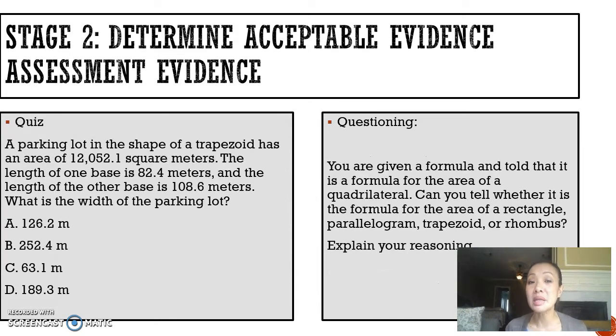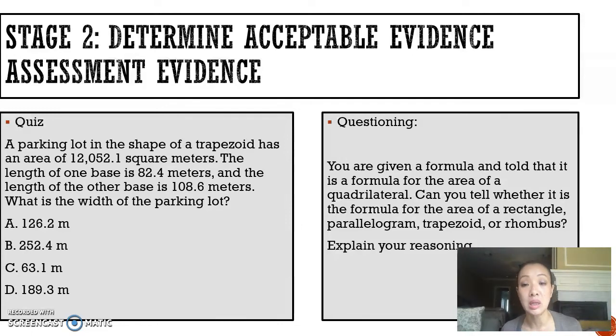Okay, so remember stage 2 is the assessment part, determining acceptable evidence of assessment. Remember there are all different types of assessment. I decided to use a quiz and questioning. Under the quiz, as you can see, a parking lot in the shape of a trapezoid has an area of 12,052.1 square meters. The length of one base is 82.4 meters, and the length of the other base is 108.6 meters. What is the width of the parking lot?